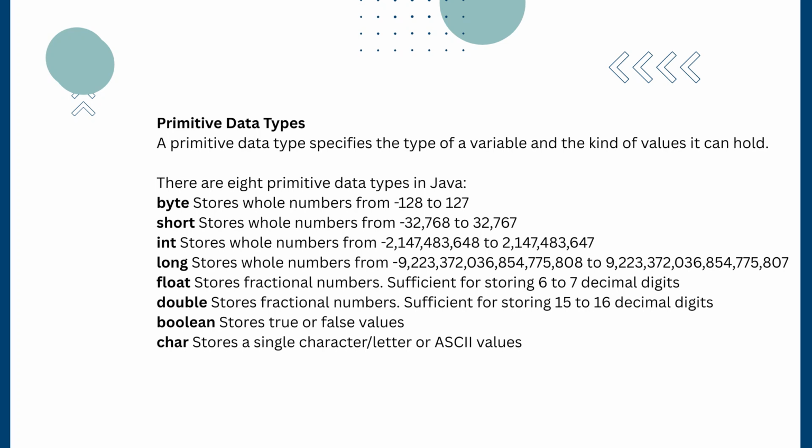Based on size, we declare the variable. Float stores fractional numbers, storing 6 to 7 decimal digits. And double stores 15 to 16 decimal digits. Boolean stores true or false values, and char stores a single character or ASCII value.